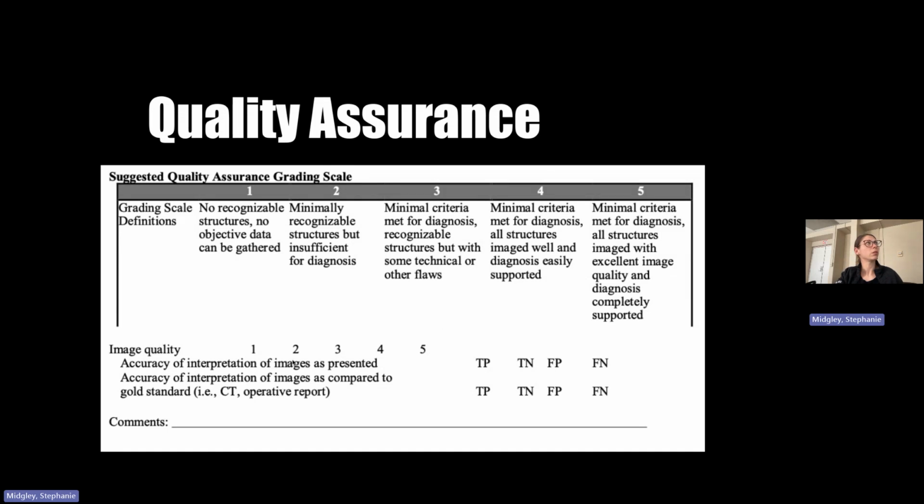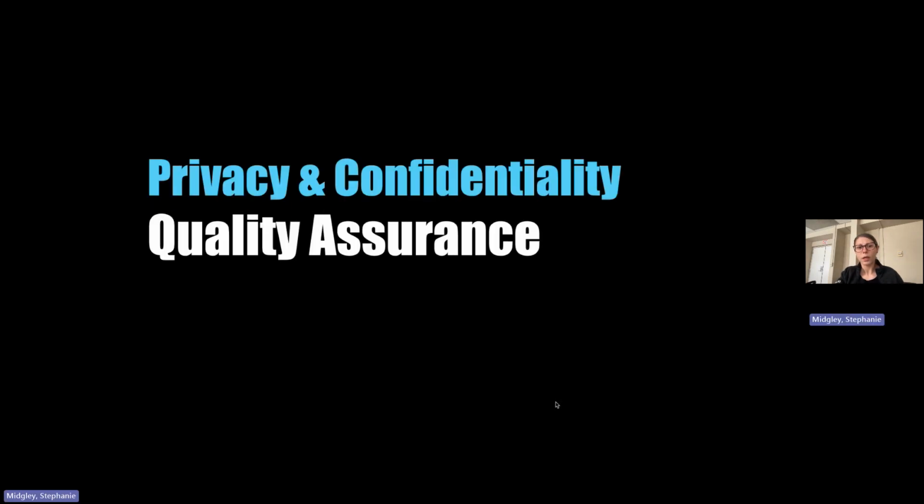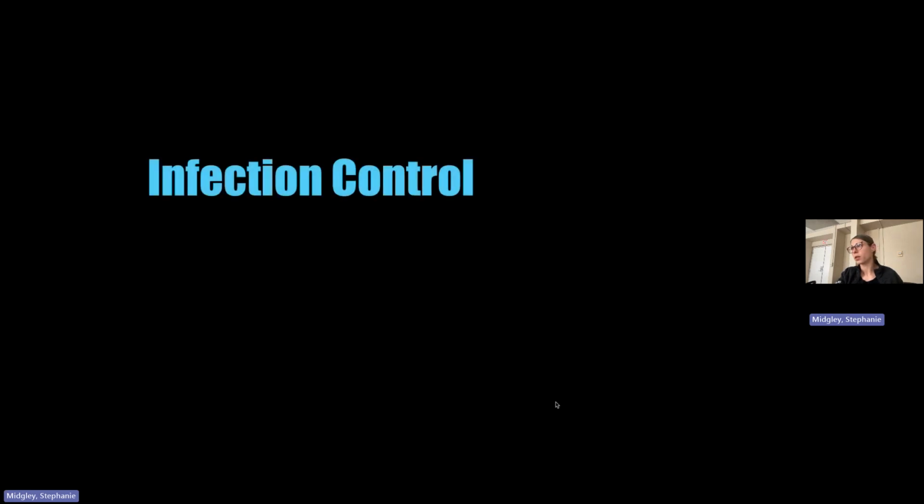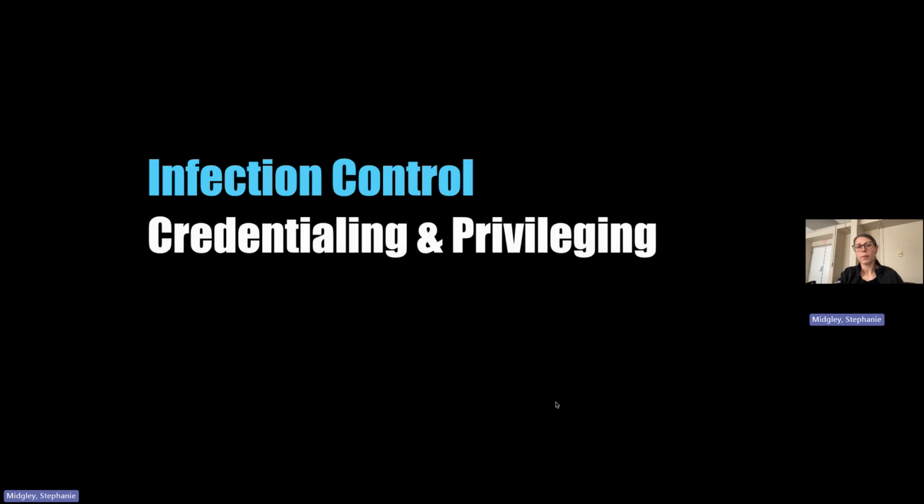This is the standard, right? The grades 1 through 5. And then again, tracking your true negatives and true positives for your providers. Again, we went into this already, but your discrepancy policy. So having that, and having an infection control policy, talking about high level, intermediate, and low level disinfection, and what gets cleaned with how.